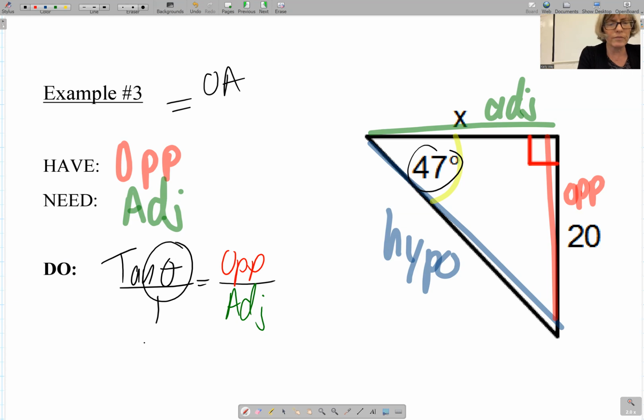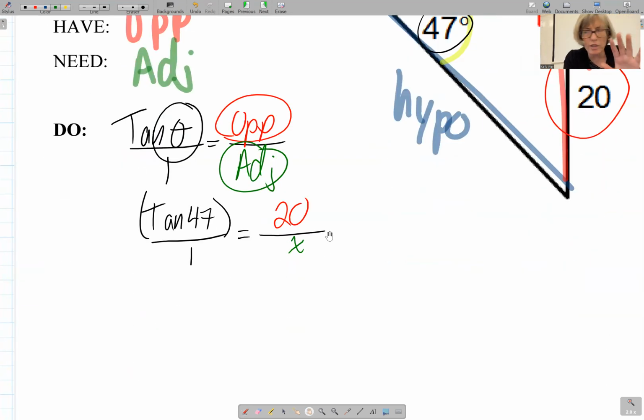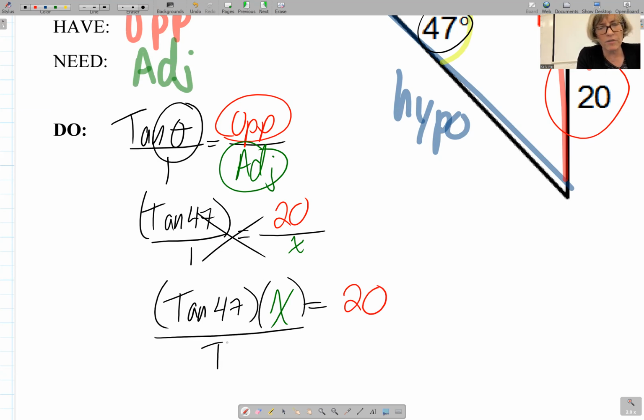With theta is 47. Put parentheses around that whole entity. Circle opposite, 20. Your adjacent is x. Remember, never touch this calculator until your variable is by itself. That's super important. Because in this case, your variable's not yet by itself. So it's going to be tan 47 times x equals 20. You must get rid of that tan 47, cancel it out.